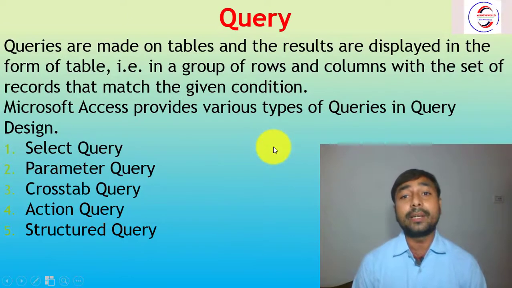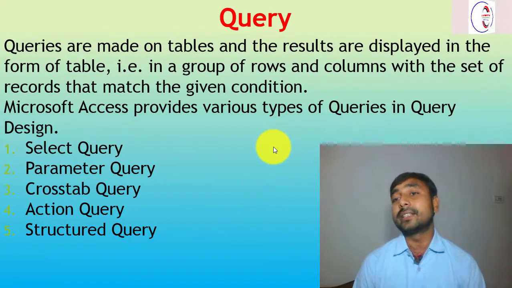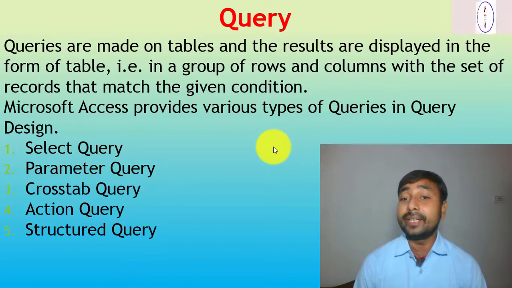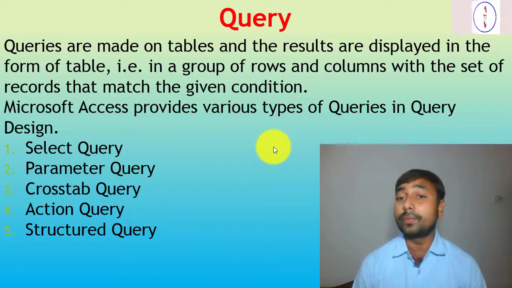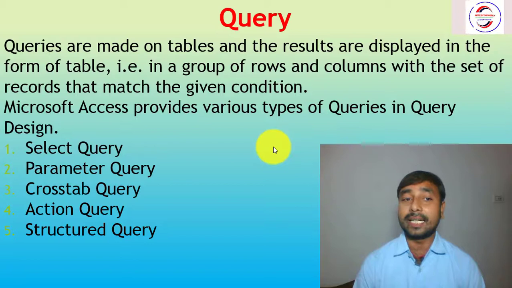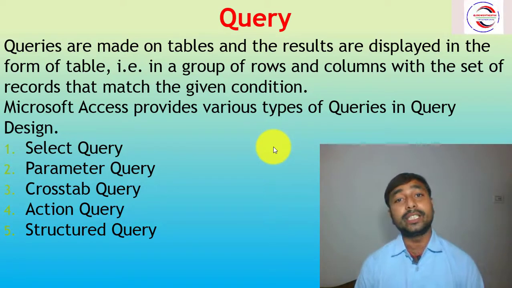Queries are made on tables and results are displayed in the form of a table, that is, in a group of rows and columns, which I have already told. There are different types of queries available. Those queries are: first, the select query, parameter query, crosstab query, action query, and structured query, which is also known as SQL. So these are the different queries. I will discuss all those queries in the next tutorial.